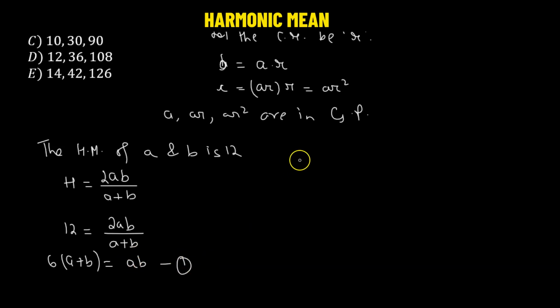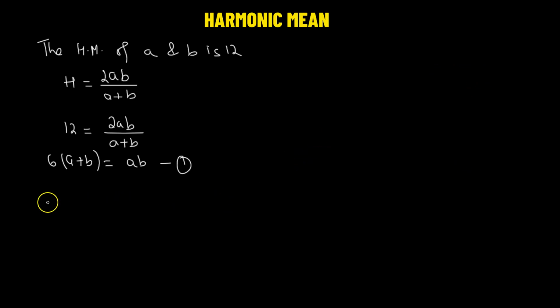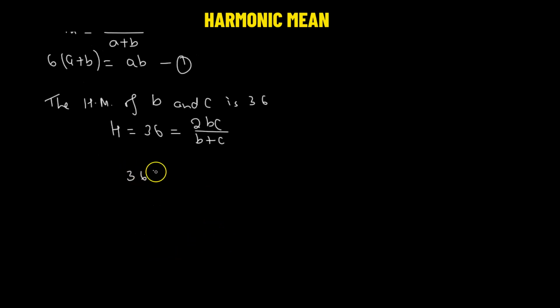Then it's also given here that the harmonic mean of B and C is 36. So let's note it down. The harmonic mean of B and C, it's given here that this is 36. Again, we can define the harmonic mean, so that has a value of 36. So this is the harmonic mean between B and C, which is defined as 2 times BC divided by B plus C. Or we have 36 multiplied to (B plus C) equals 2 times BC. Or we have 18 times (B plus C) equals BC. So let this be number 2.